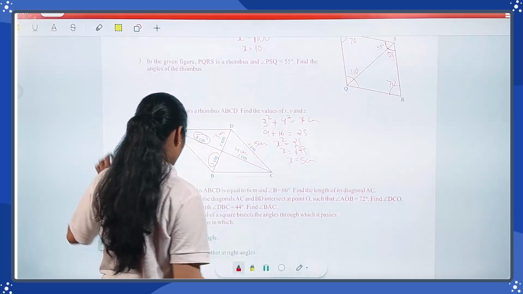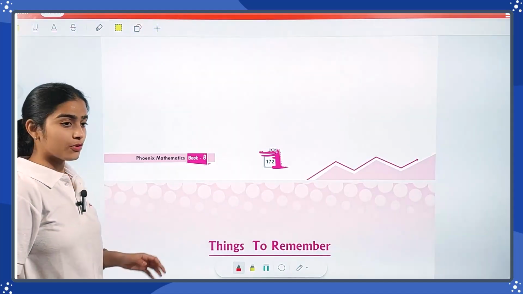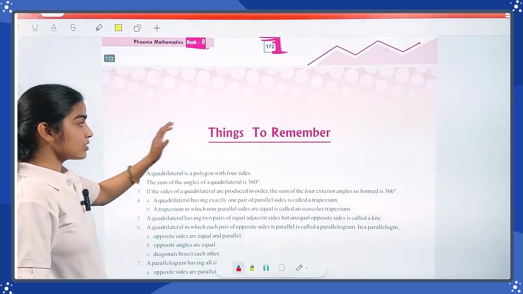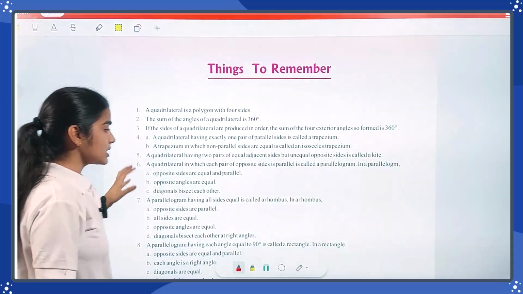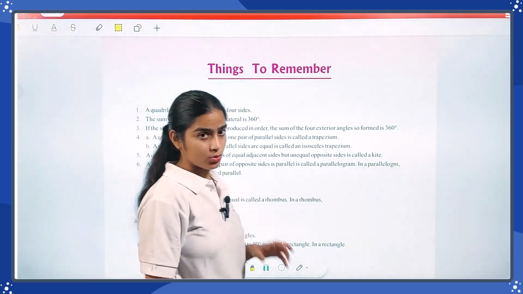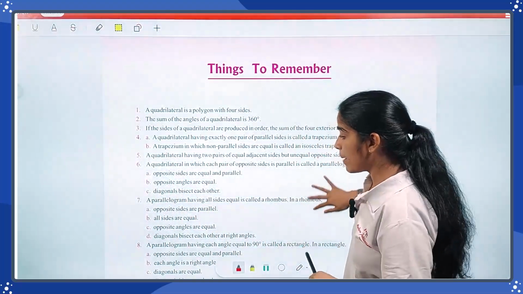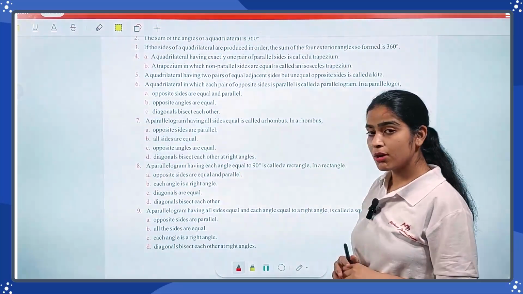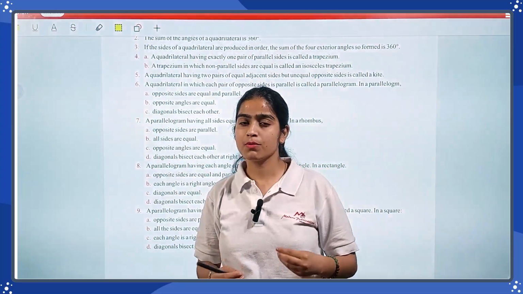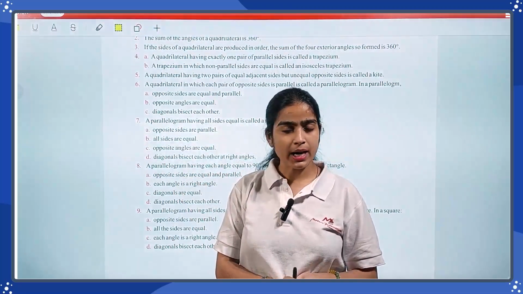So in the same way you have to solve the rest of your questions, and then this is the end of your chapter. Now we have the things to be remembered to complete this chapter. These are the concepts I already told you in your previous sections. There is a compiled form of all the concepts we have learned till now. So if you need a brush up, if you forget something, you can go through these points and refresh your knowledge.